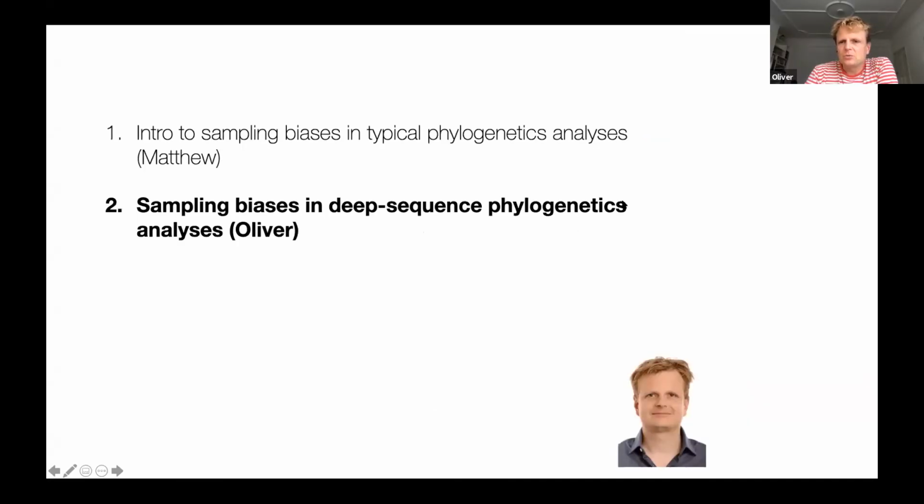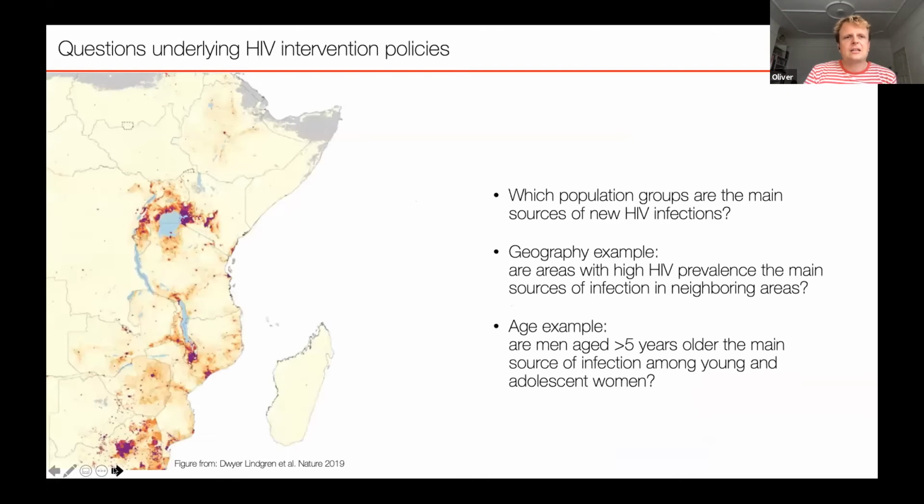I would like to continue on the start that Matthew made at the beginning of the session, and talk a little bit more about deep sequence phylogenetic analysis, and what happens when we go to quantify transmission flows, and what impact these sampling biases might have. So what do we actually want to do?